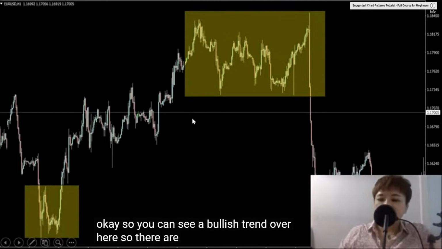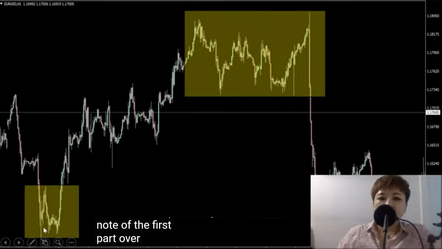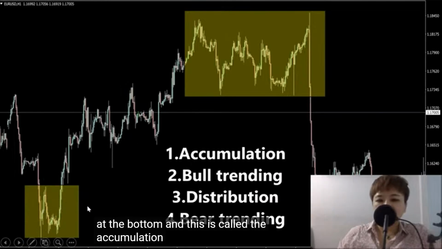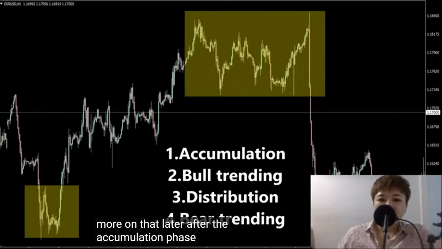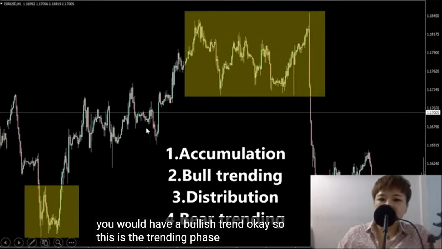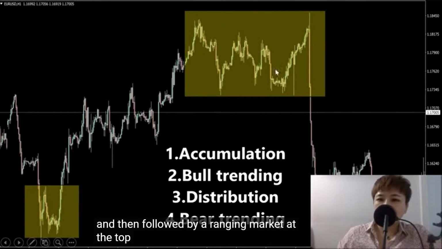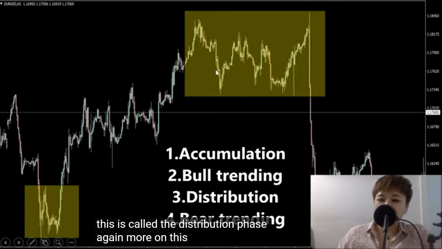So there are four main components you need to take note of. The first part over here is a ranging market at the bottom, and this is called the accumulation phase. More on that later. After the accumulation phase, you would have a bullish trend. Okay, so this is the trending phase, and then followed by a ranging market at the top. This is called the distribution phase. Again, more on this later.